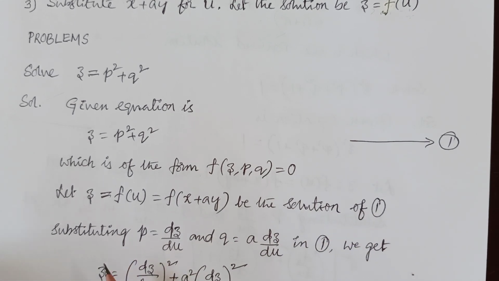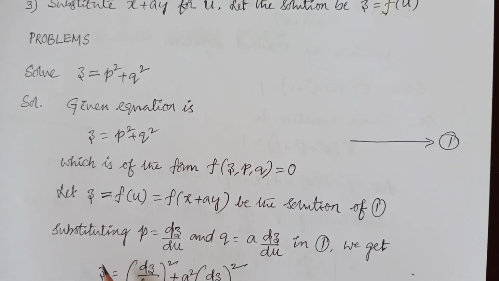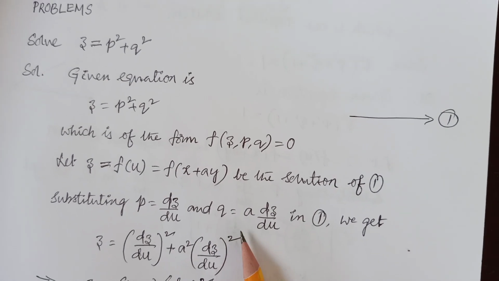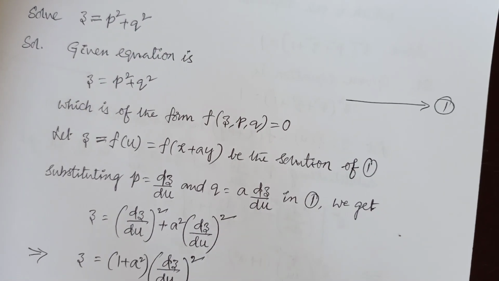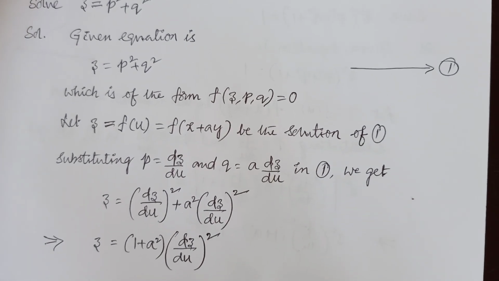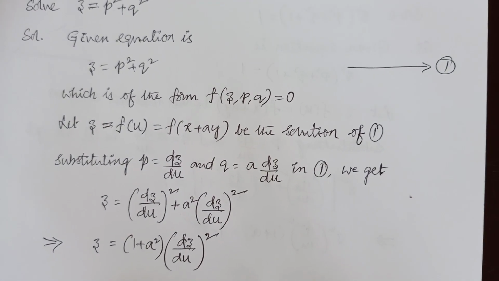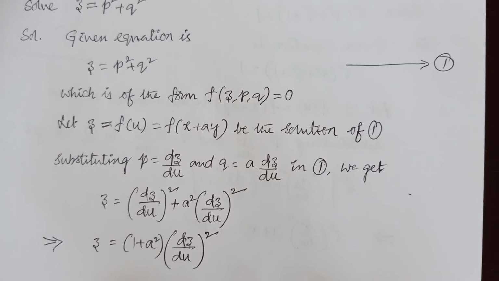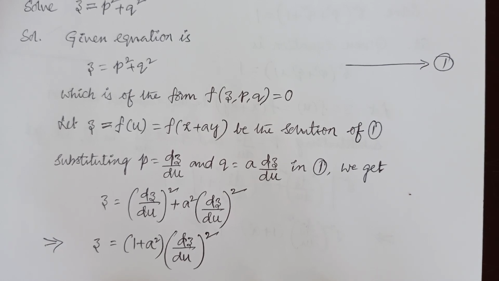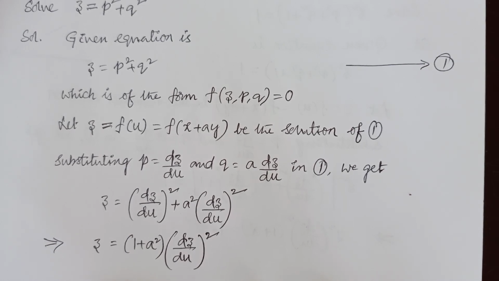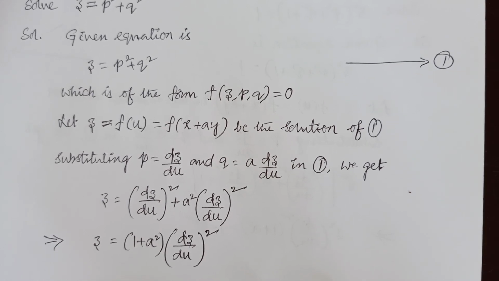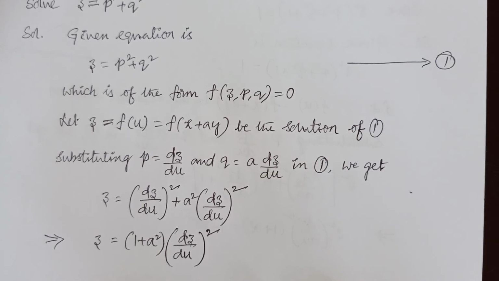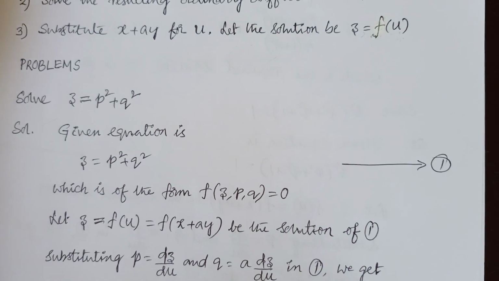Now substituting p is equal to dz by du and q is equal to a into dz by du in the equation 1. So we get z is equal to (dz by du) whole square plus a square into (dz by du) whole square. Now what is the common in this step? (dz by du) whole square is the common. We can take the common. There you will get z is equal to 1 plus a square into (dz by du) whole square.